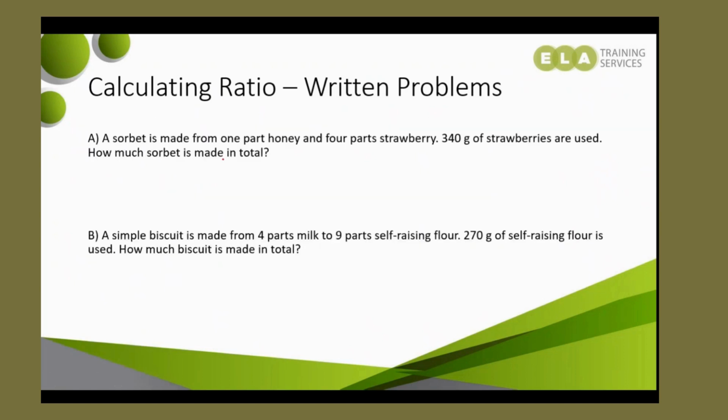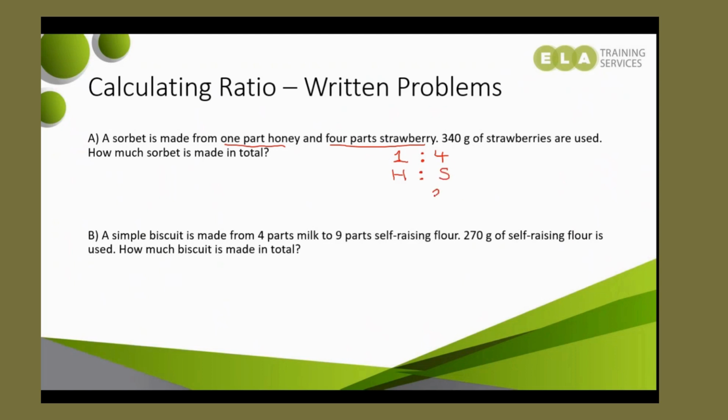So a sorbet is made from 1 part honey and 4 parts strawberry. 340 grams of strawberries are used. How much sorbet is made in total? So we're going to write out our ratio. So 1 part honey, so 1 to 4 parts strawberry. So 1 to 4, 1 is H, 4 is strawberries, so S.